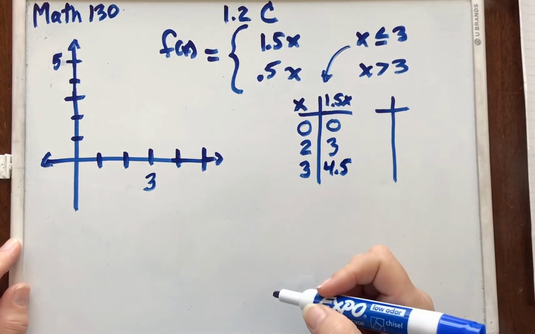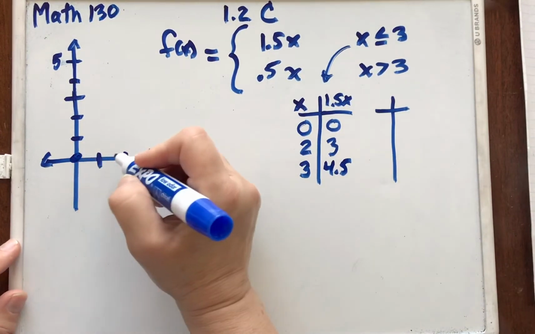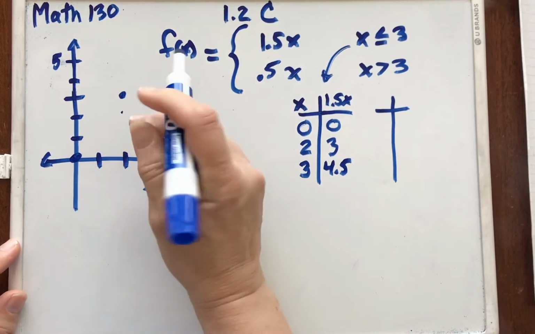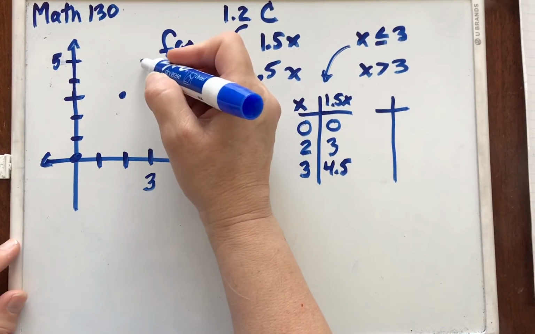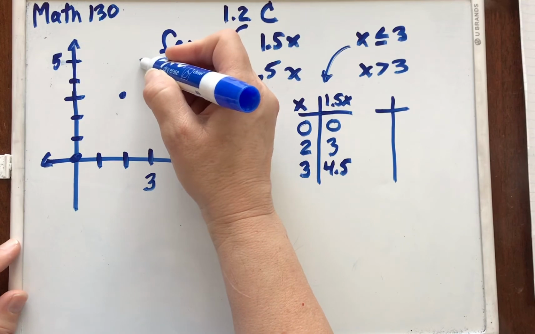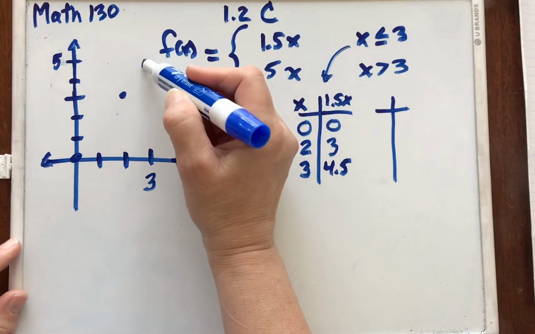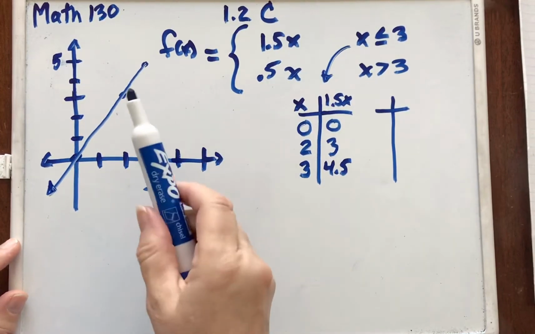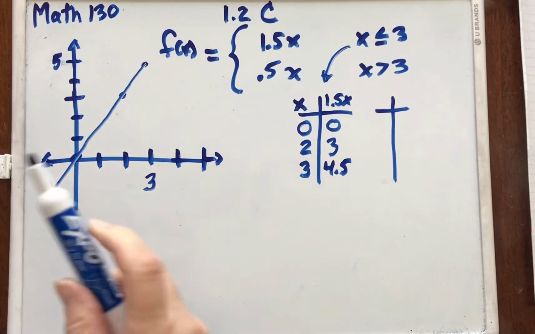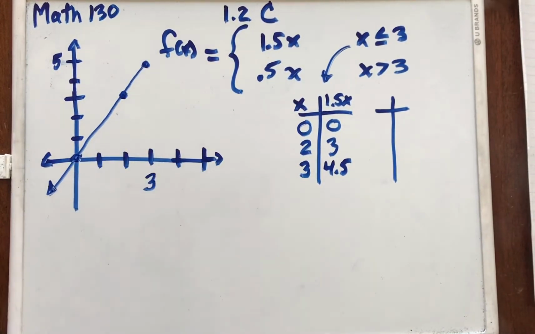So let's graph those points. Okay, we have 0, 0. We have 2, 3. And we have 3, 4.5. Now this is for all x's less than or equal to 3. So we're going to make this arrow continue in this direction because this covers all x's less than or equal to 3. All right. I'm going to give you a moment to write that because I kind of started on that pretty fast.